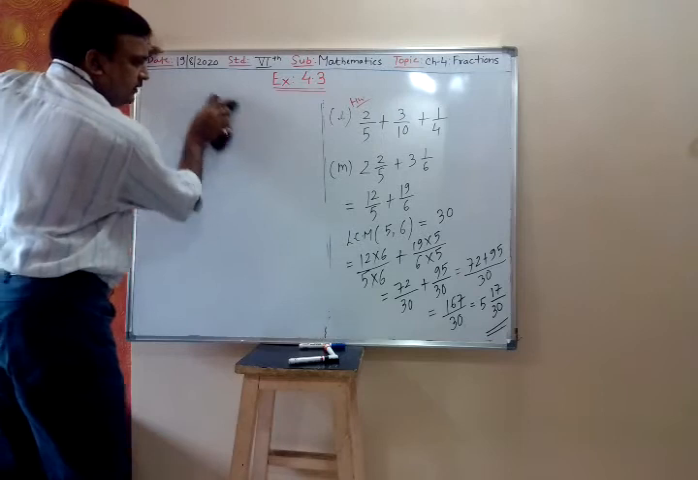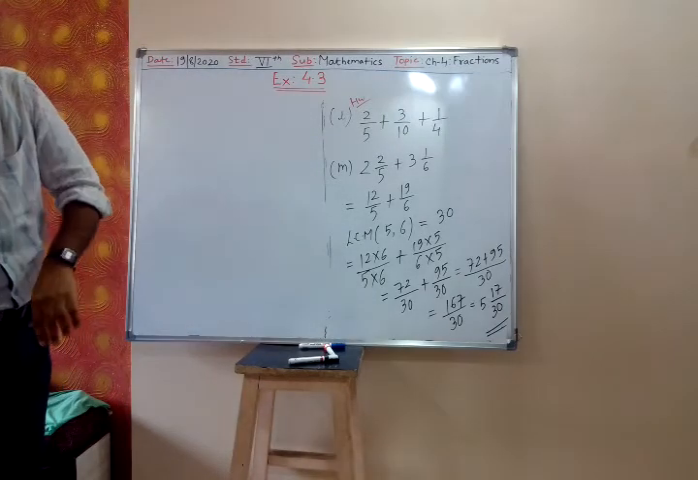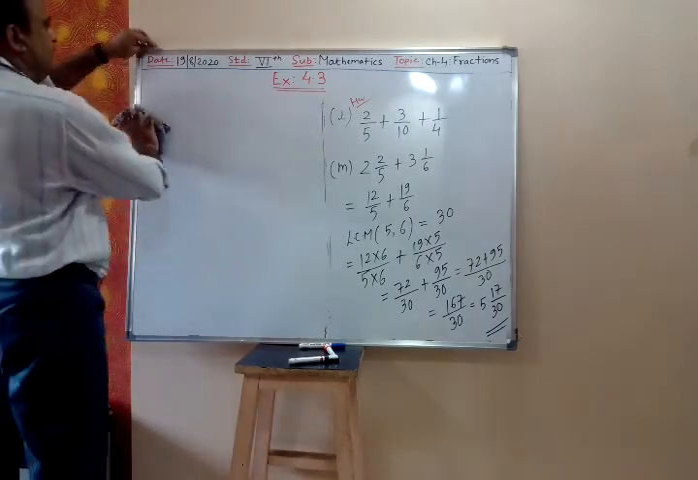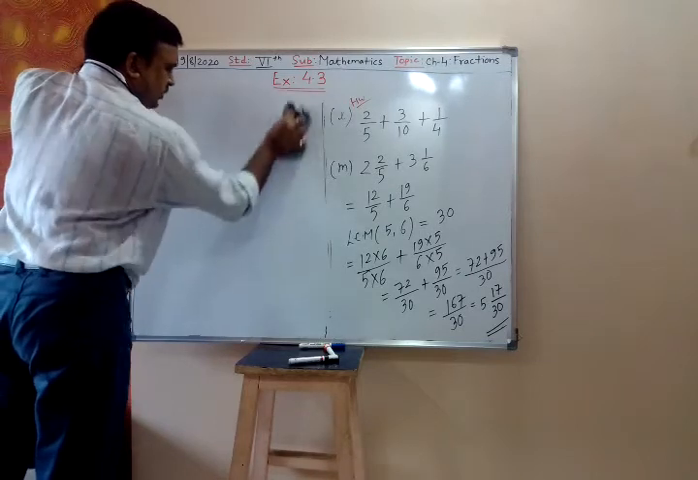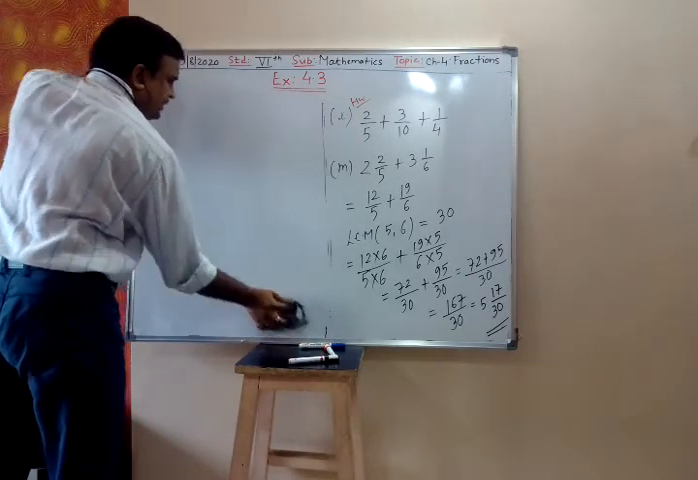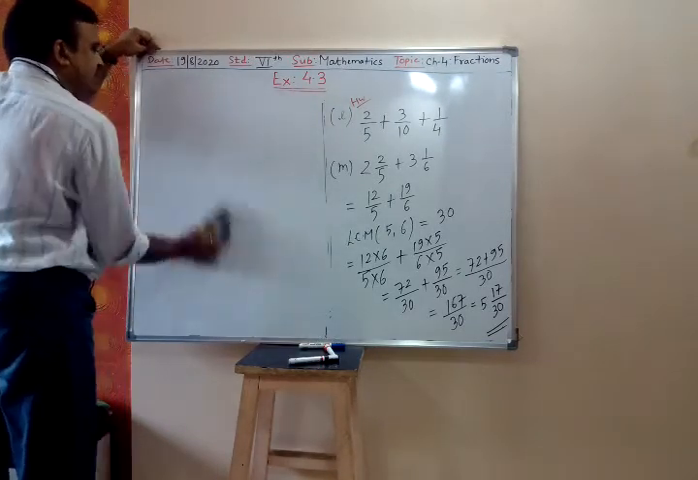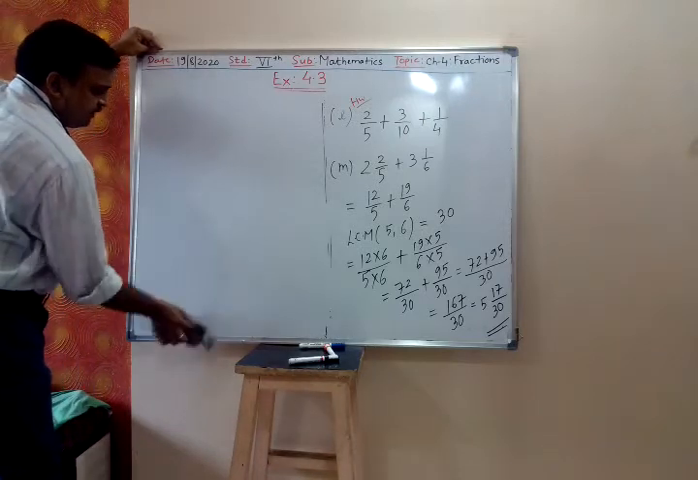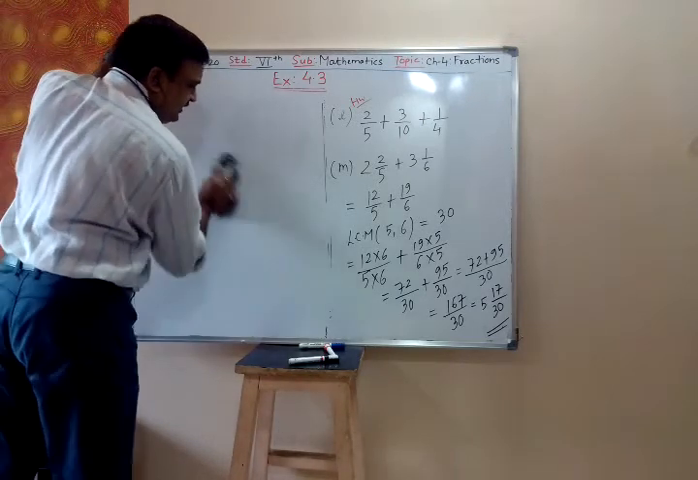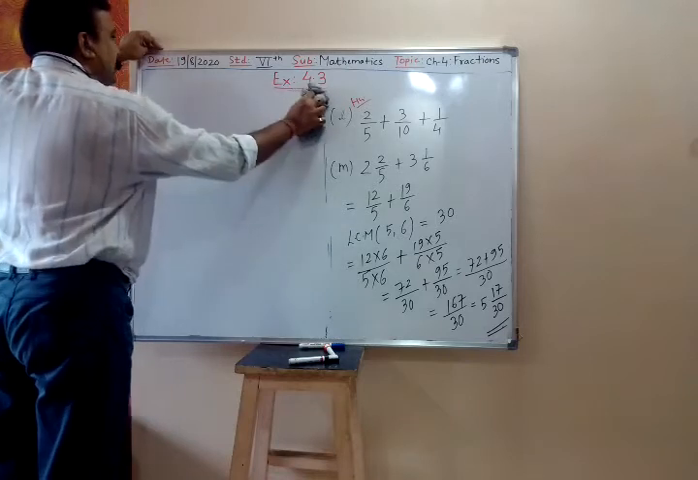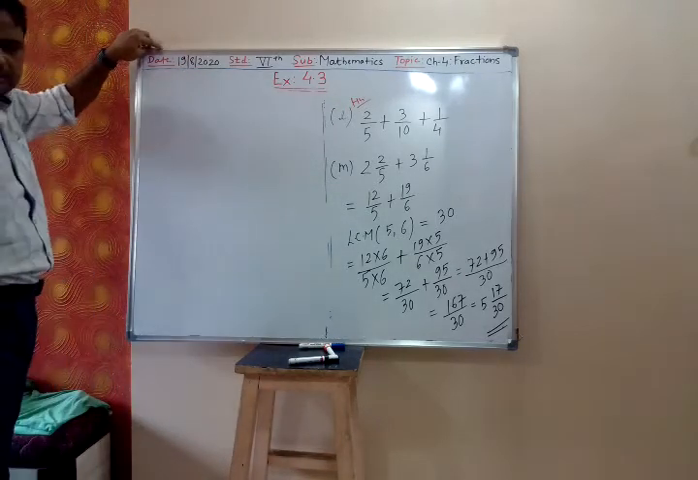Now, you can add or subtract two fractions provided they are like fractions. If they are not like fractions, they are unlike fractions, then we take the LCM of the denominators and convert them into like fractions.